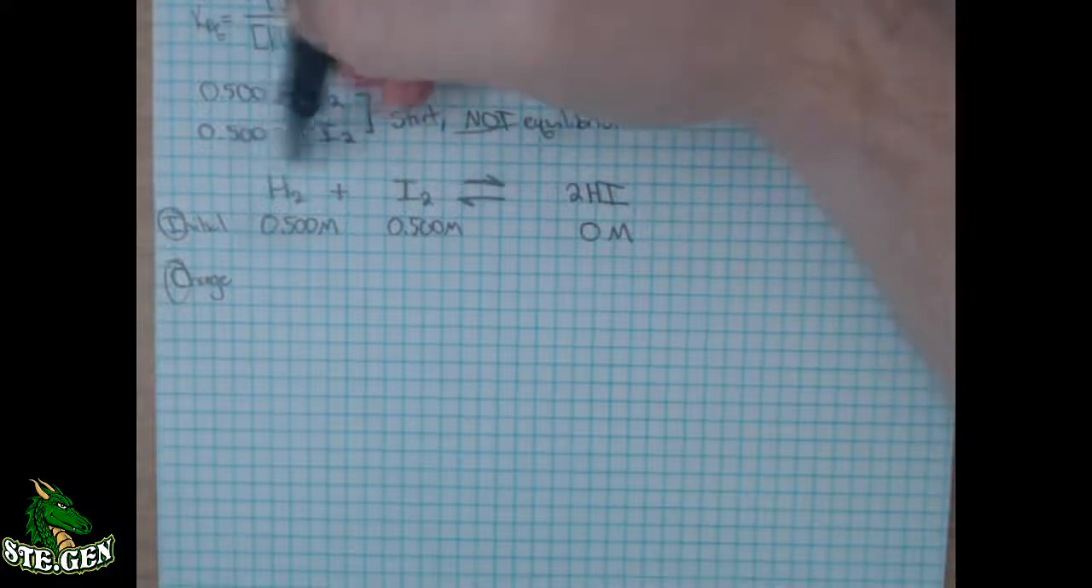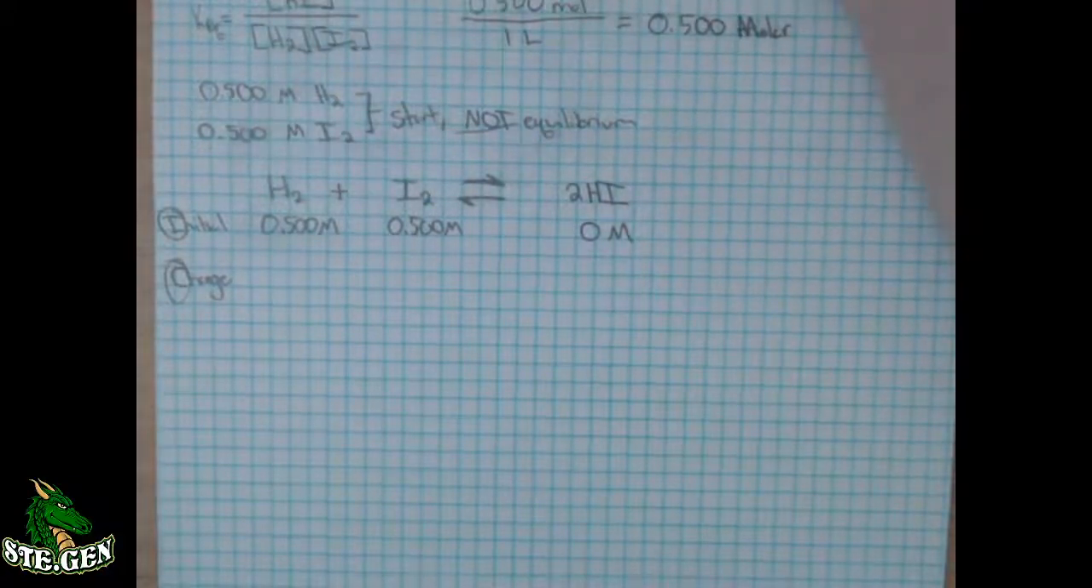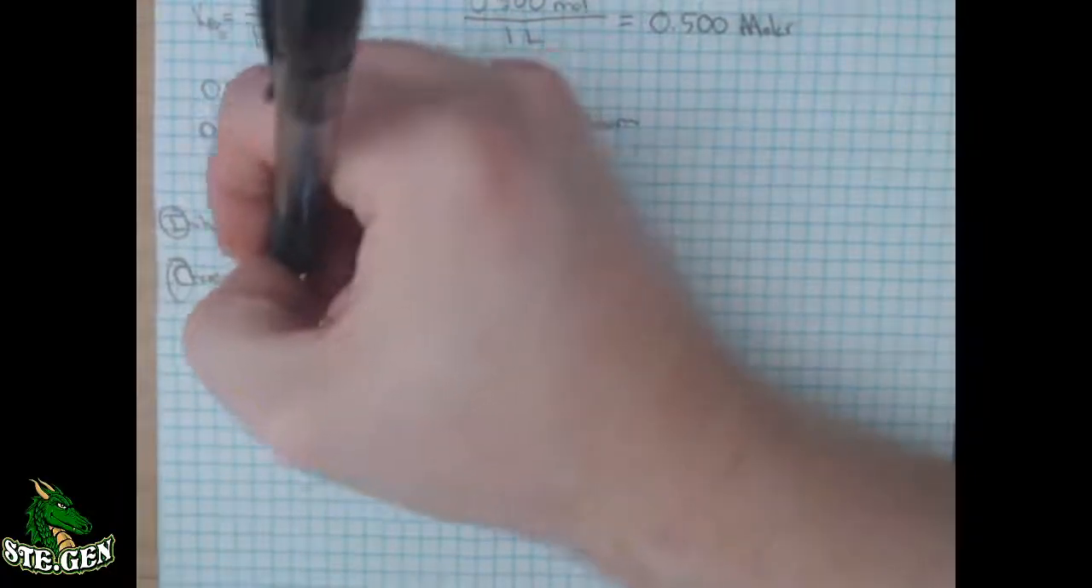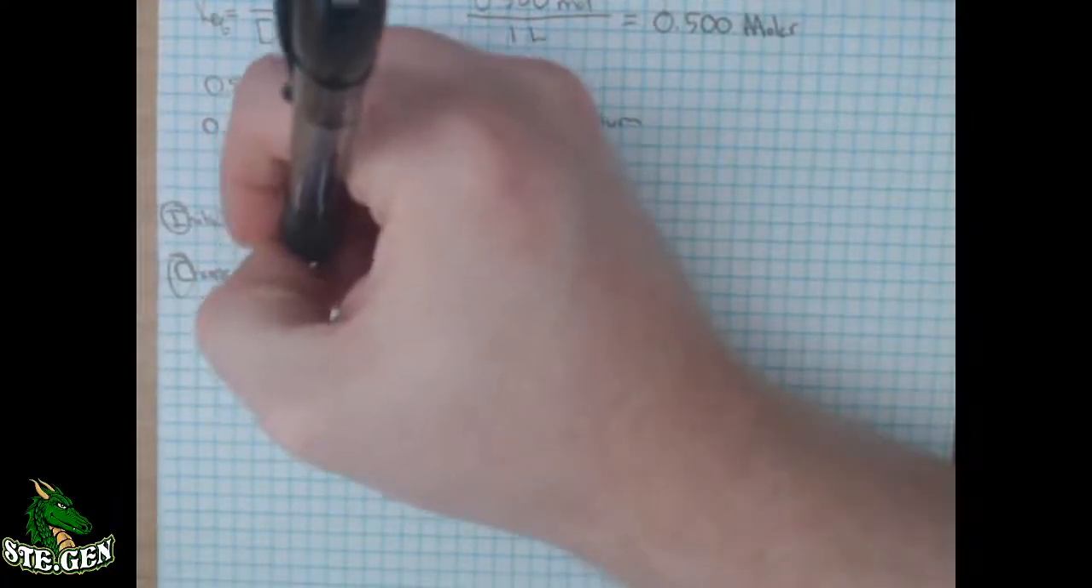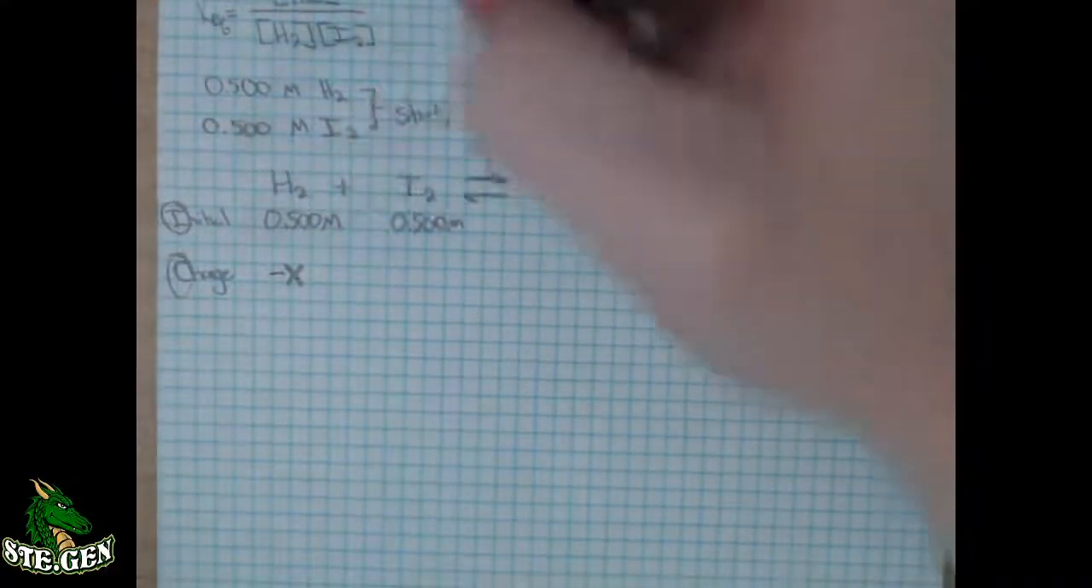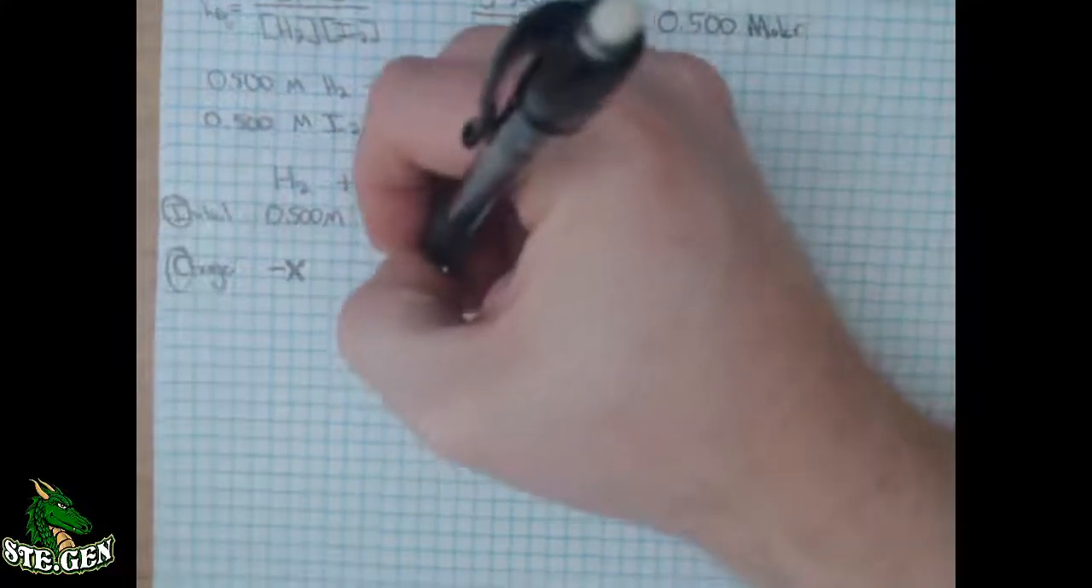But we know that because these are all in the same ratio to each other, if this goes down by some amount, we'll call that amount X. Let's say this goes down by some number of molars, some concentration amount of it drops. The same amount of iodine also has to go away.